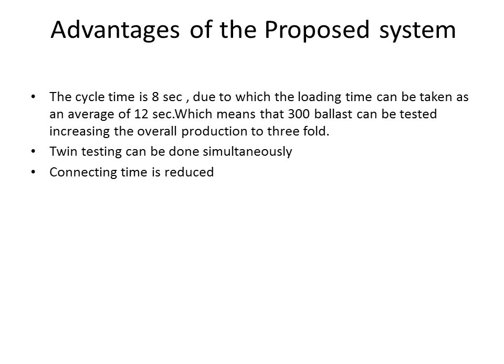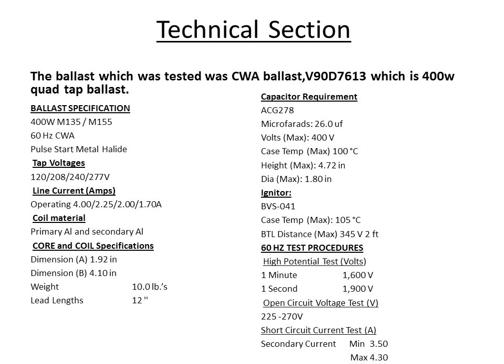Advantages of the proposed system. The cycle time is 8 seconds, due to which the loading time can be taken as an average of 12 seconds, which means that 300 ballasts can be tested, increasing the overall production to threefold. Twin testing can be done simultaneously and connecting time is reduced.